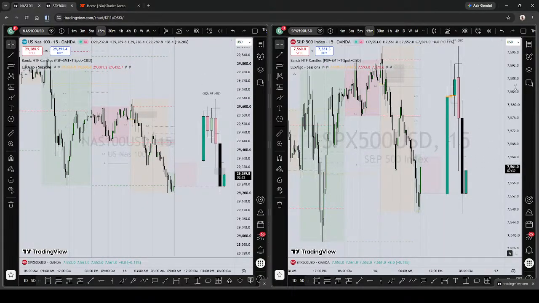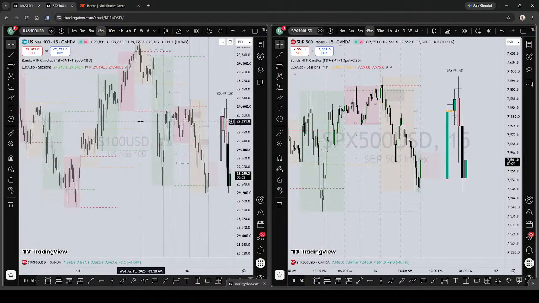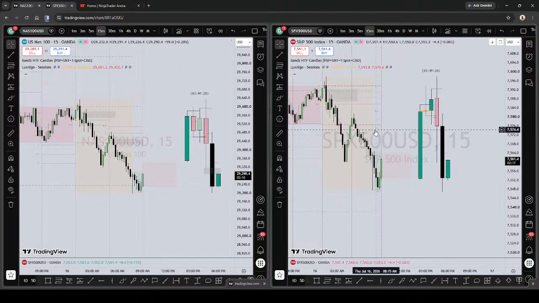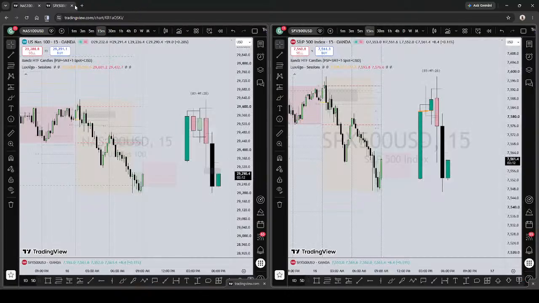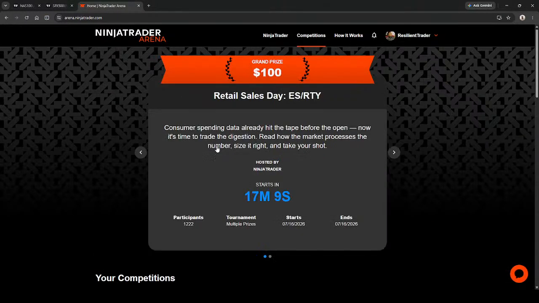Which is not a bad idea, seeing that ES has not gone as much lower as Nasdaq. However, Nasdaq is the weaker one pre-market open. I would prefer to short Nasdaq, but I'm looking to short ES because of the competition. I don't know if there's going to be a leaderboard for this competition.